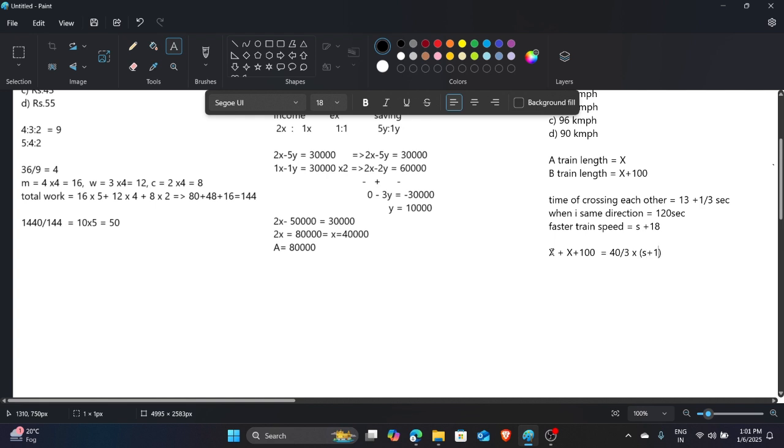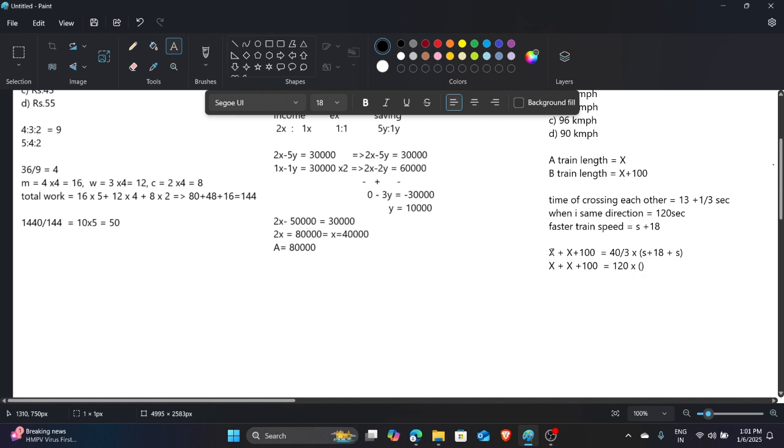S plus 18, and the second train we consider as S. Okay, this is the first equation we get. And now again the distance is the same. The distance is only the length of both trains. Okay, and the time taken by them is 120 seconds, the cross speed of the train.